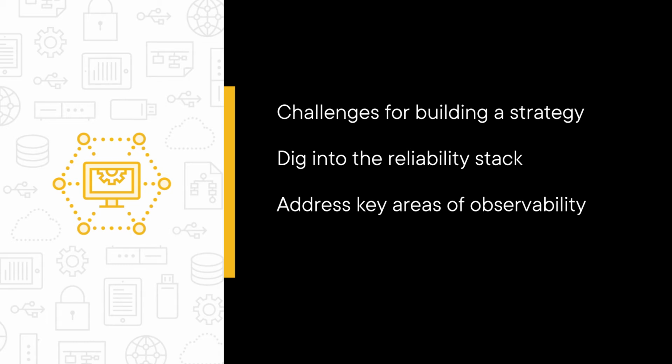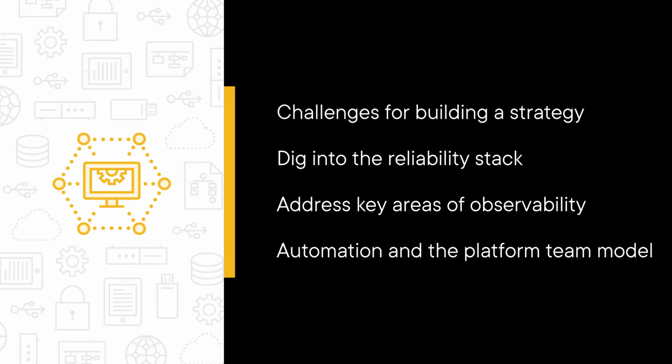We will then address the key areas of observability by discussing distributed tracing and cardinality. There will be some guidance on how to start an observability project and its key considerations. We will also have a demo on chaos engineering. Finally, we will address automation and the platform team model. You want to automate as much as possible for predictability and consistency.